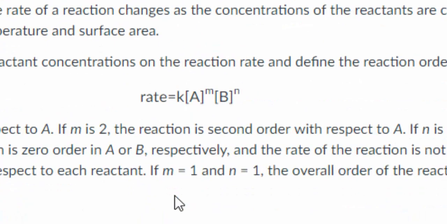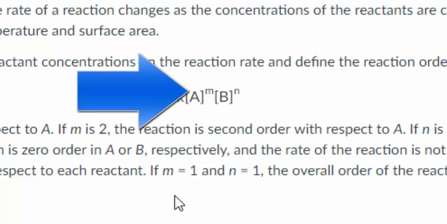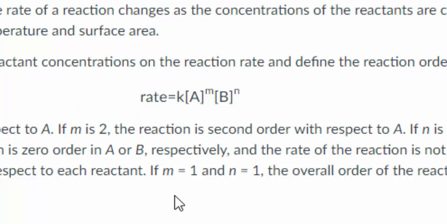When we look at this rate law and we look at these exponents, they will tell us what order the reaction is. If we have an exponent of 1, say on the reactant A, then the reaction is said to be first order with respect to A. If there's a 2, the reaction is said to be second order with respect to A. The exponent could also be 0, and then we would say the reaction was 0 order with respect to A.